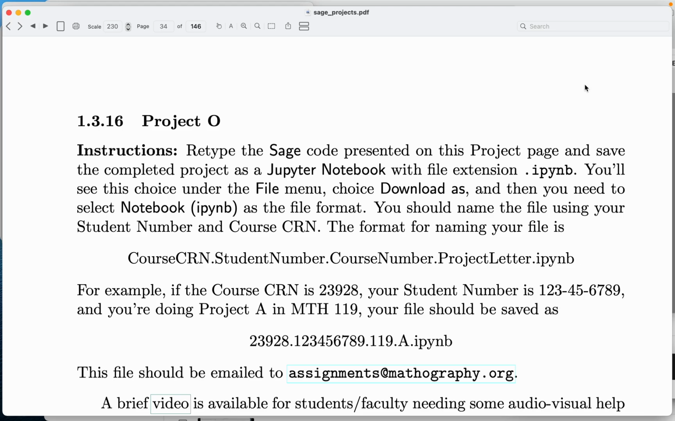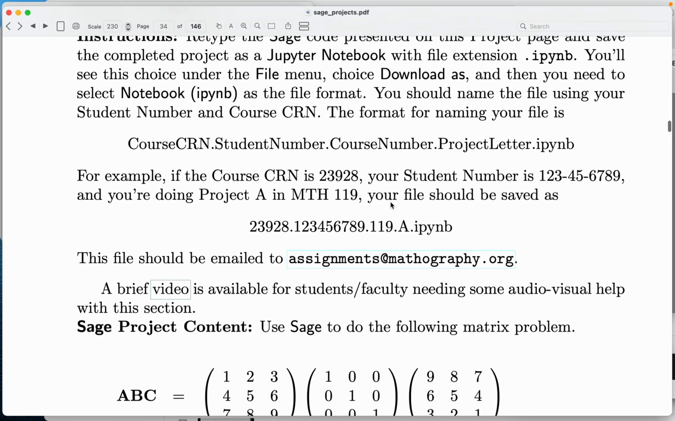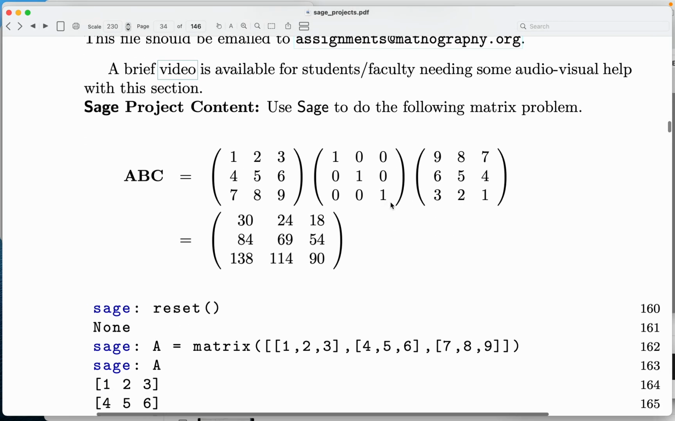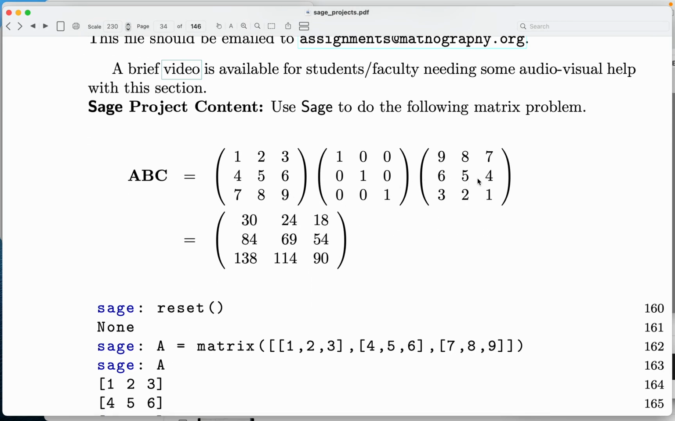Okay, we're in Math 119, Project O now. And we're going to be talking about how to do this over here. What do they want me to do? They want me to do this computation over here. Now, in Math 119, you do matrices, you do a multiplication. What's nice about this multiplication is it's really not difficult to do by hand.